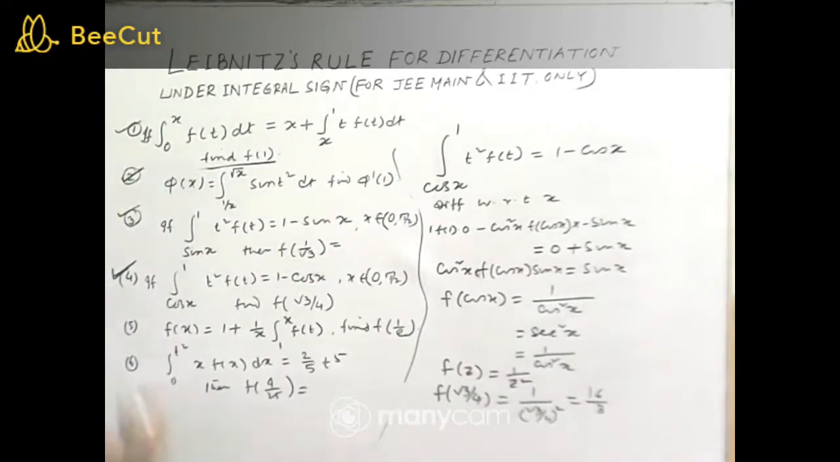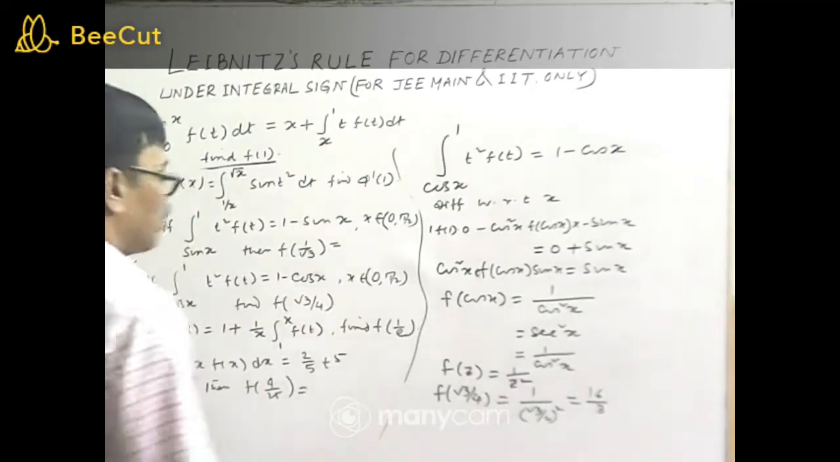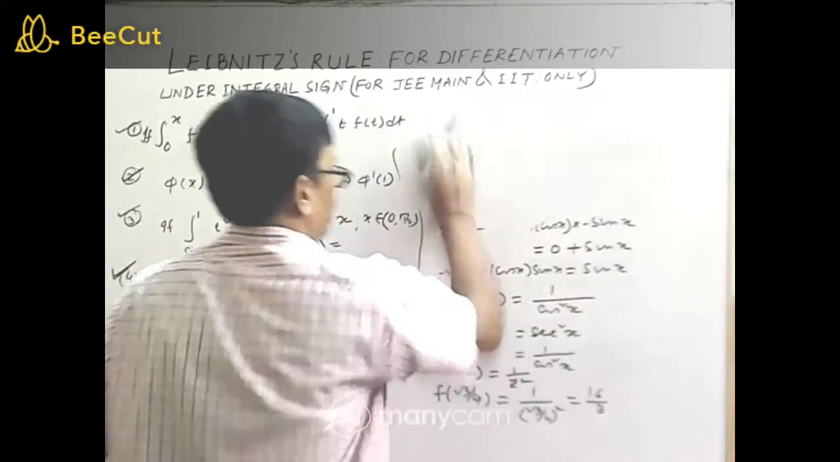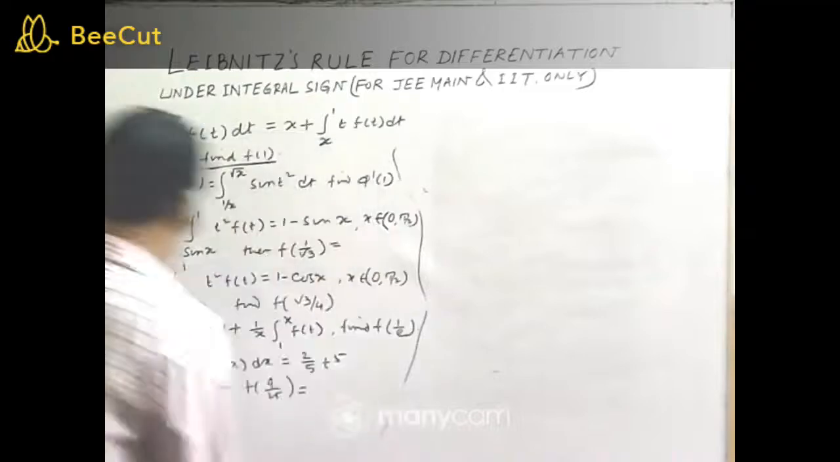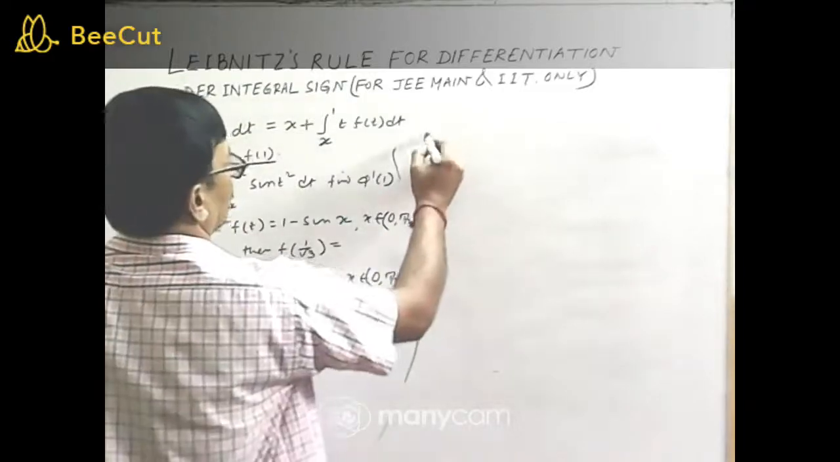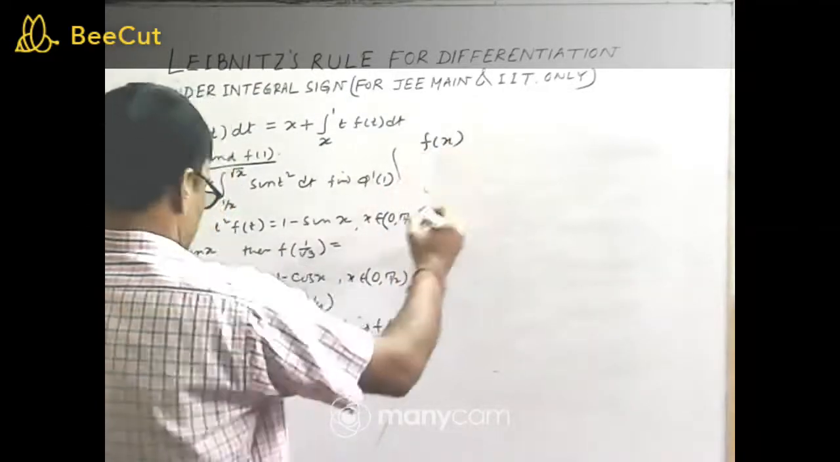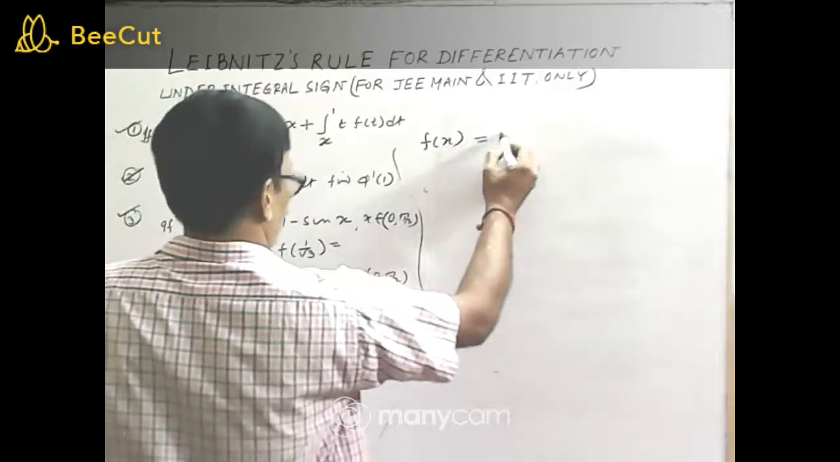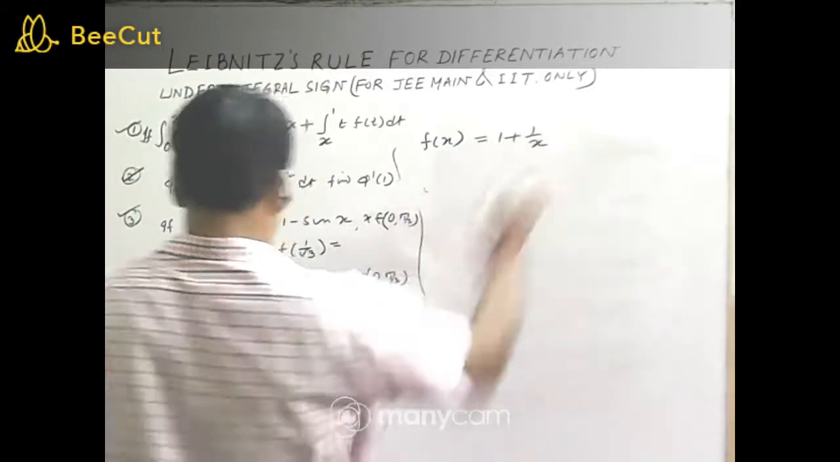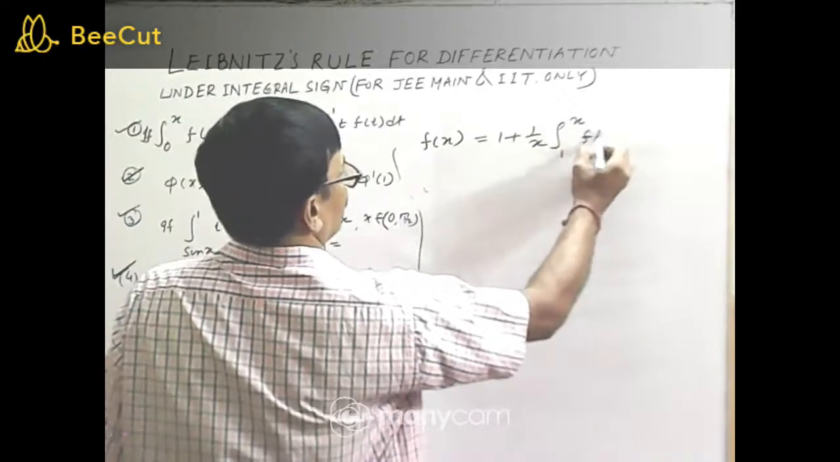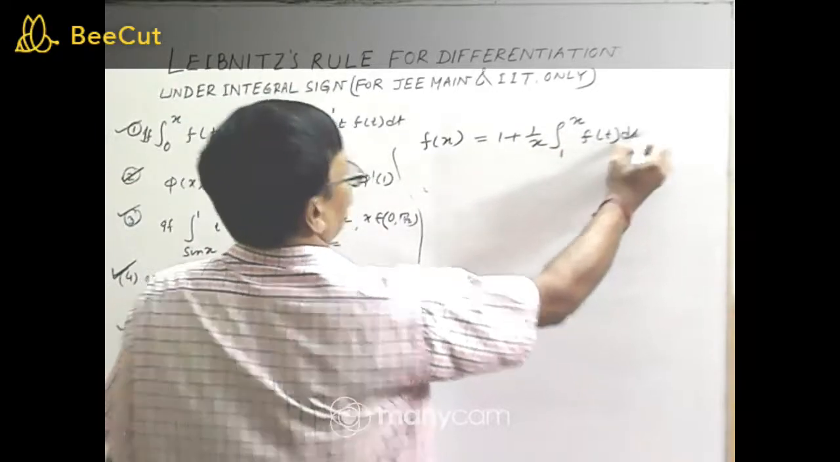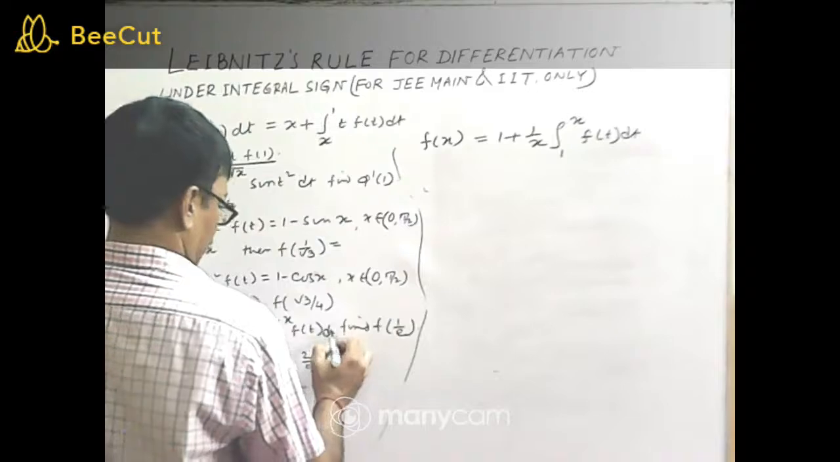Now we consider problem number 5. The rest are your answers. These are very simple problems. Now look, problem number 5: F(x) equals 1 plus 1 by x times the integral from 1 to x of f(t) dt. This is dt obviously.